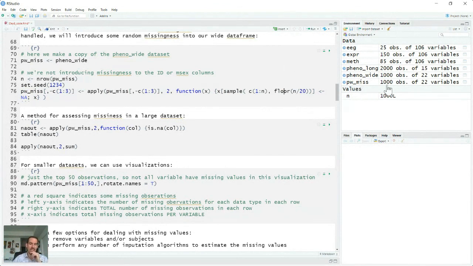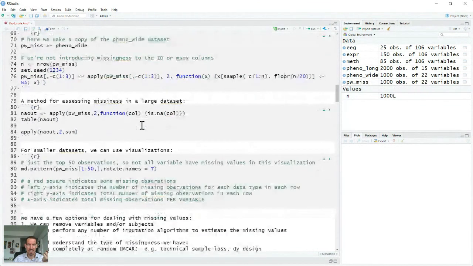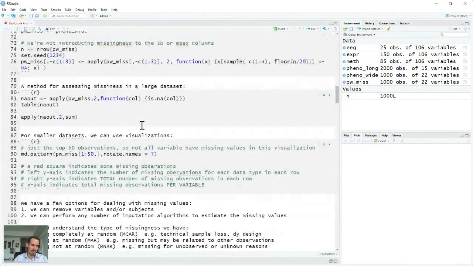So now we have a data set, you'll see PW miss. It's exactly the same as phenome-wide, same number of variables, same number of observations, except that we now have 5% missingness randomly across our variables, which is not great. So how do we gauge that? What if you just got a new data set and you want to figure out what your missingness looks like? Well, a couple ways to do it.